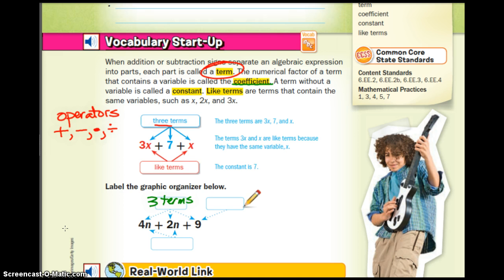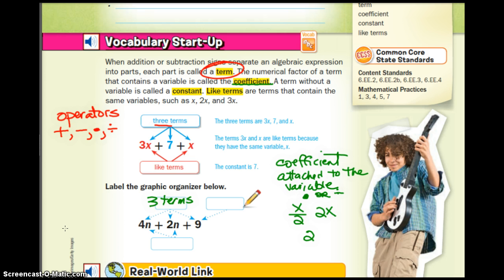Okay, then we have a coefficient. A coefficient is attached to the variable by either multiplication or division. So x over 2 or 2x. The 2's are called the coefficient. So in this case, the 4 here and the 2 here are called your coefficient.